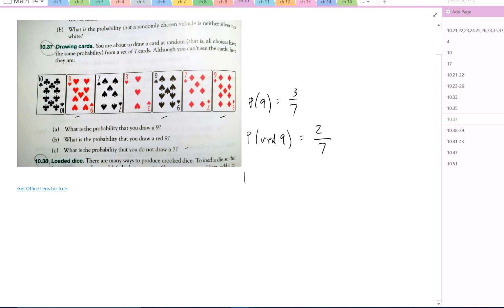And what's the probability that we do not draw a 7? So the complement of 7. Anything but a 7. Well, 1, 2, 3, 4, 5. There are 2 7s, so 5 of them are not 7s. Okay, there we go. Let's do 38 and 39.